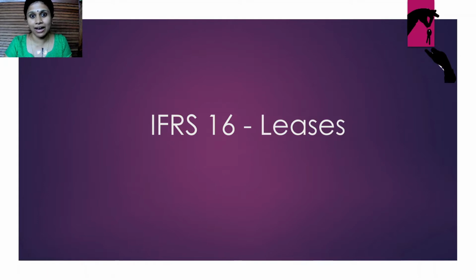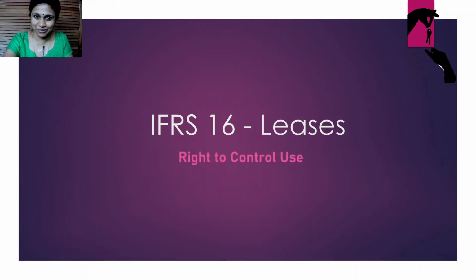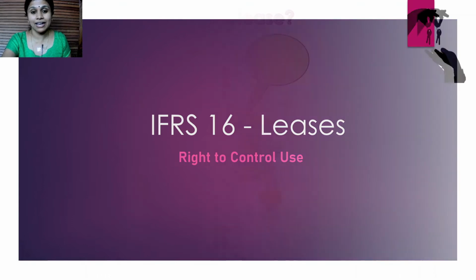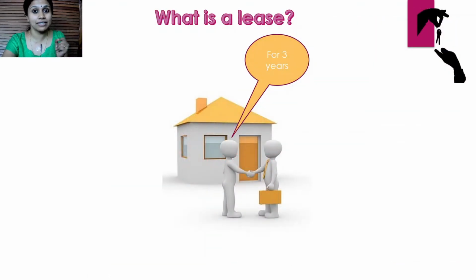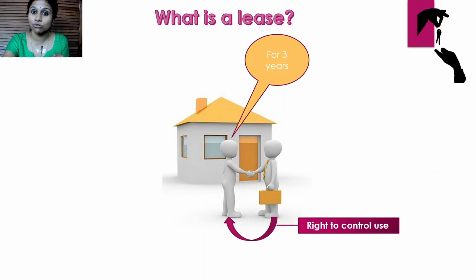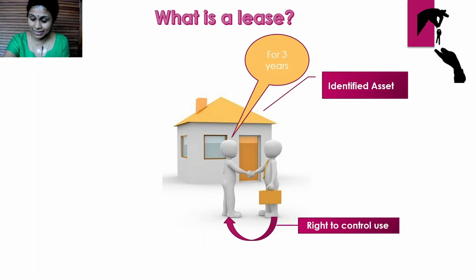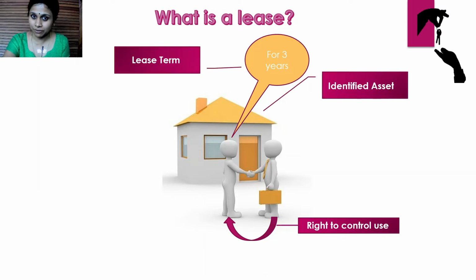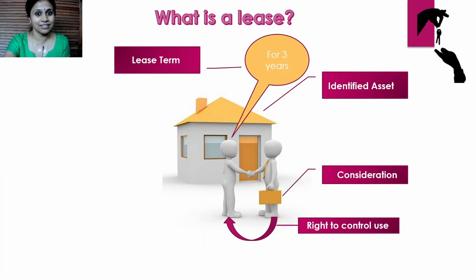In this video, I discuss the second qualifying condition that needs to be checked, and that is right to control use of the asset. Now before I get into the details of right to control use, let us do a very quick recap on what is a lease. A lease under IFRS 16 is a contract that conveys the right to control use of an identified asset for a specific period in return for a consideration.